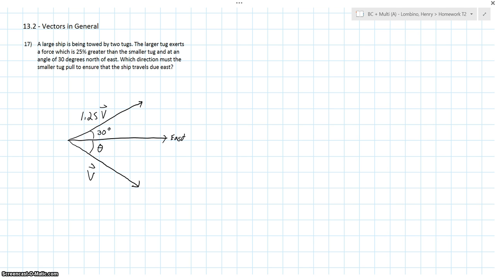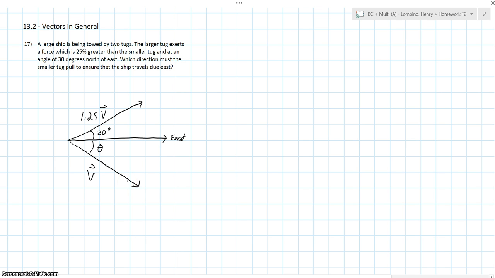Now, just to explain it, you can see this right here is the vector of the larger tug, which is exerting the greater force, which is v, the smaller force, times 1.25, which is 25% greater than v, and it's going at 30 degrees north of due east, which is the center line. Now this other one is the force that the other tug is going to exert. We don't know the angle, so I've just set it as theta, and it has a vector velocity of v.